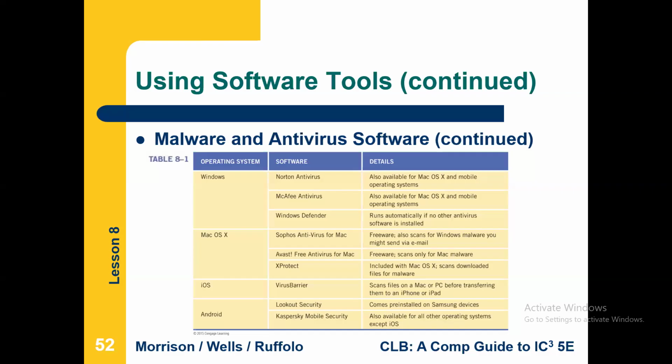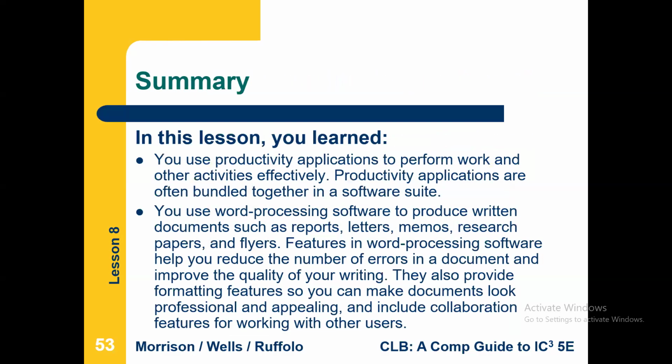If you look at the malware and their antivirus, these are some of them that we have: Norton, McAfee, Windows Defender. They are popularly used on Windows systems. Those of you who use macOS, you have Sophos antivirus, Avast, and XProtect. Android users use Kaspersky and Lookout Security. So these are the most popular antivirus software that you can use to protect your computer system.